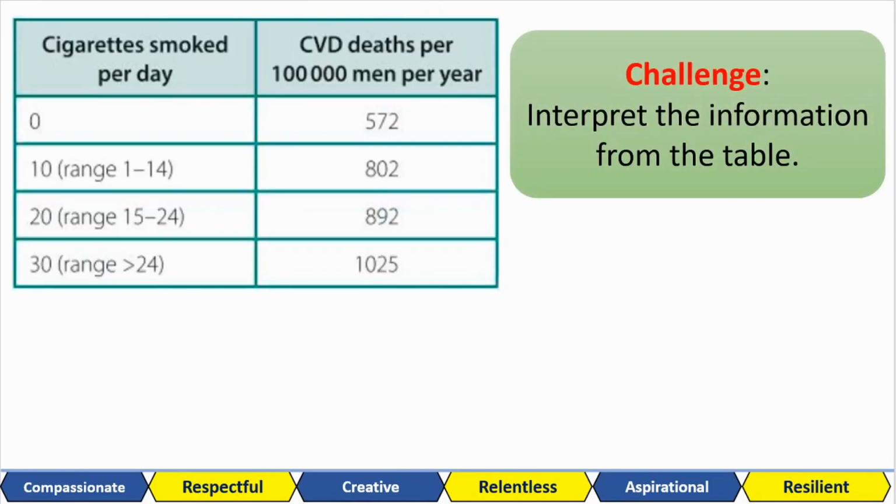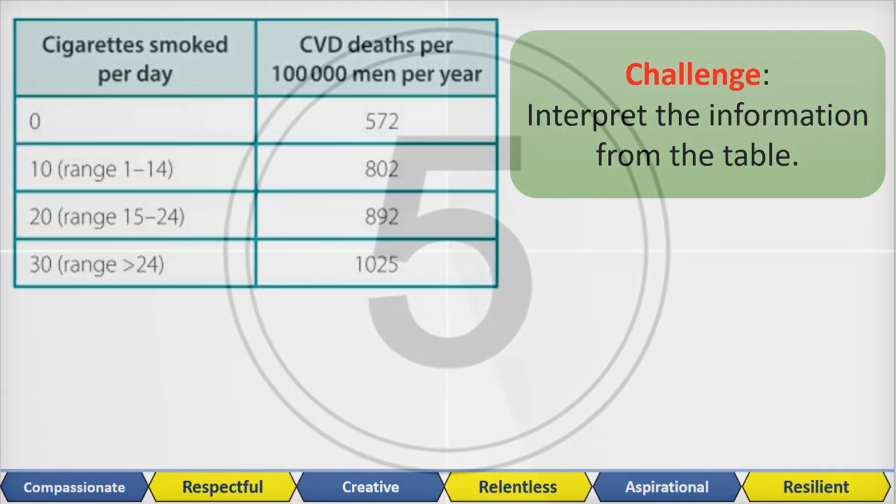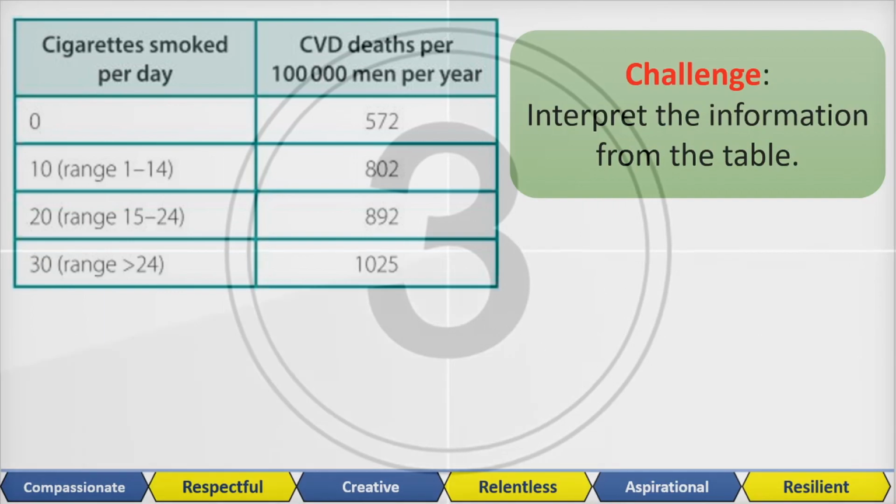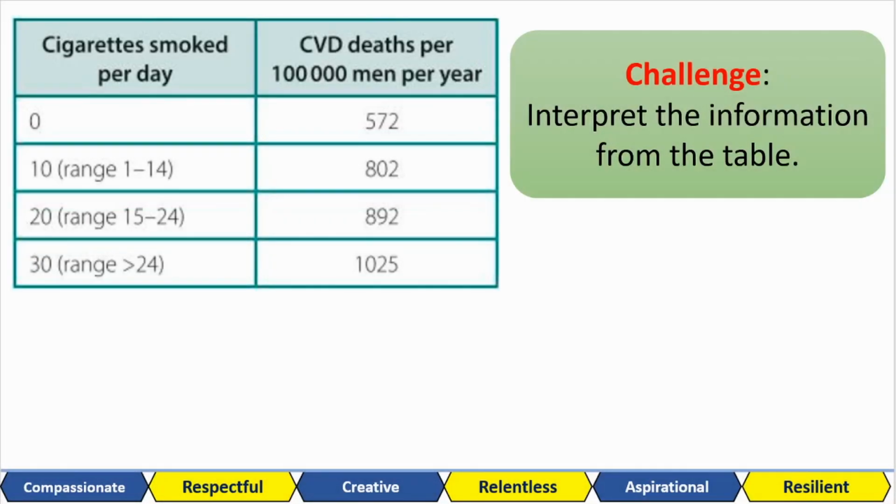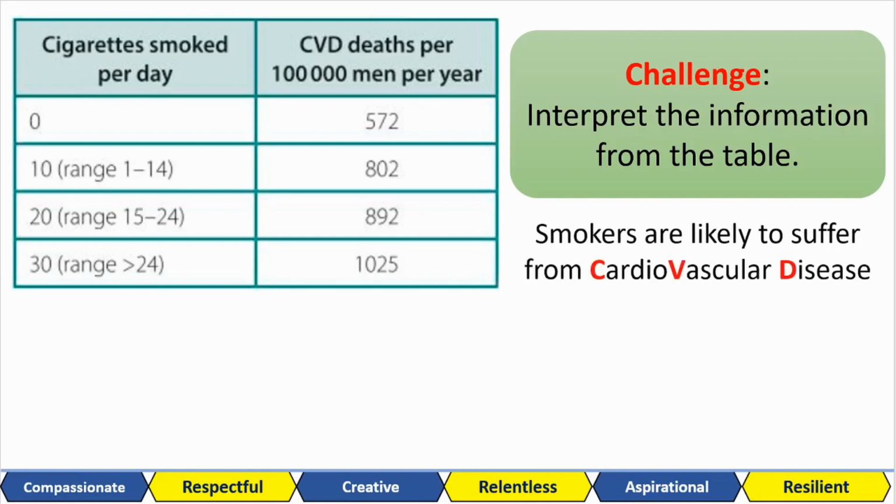This activity here is showing you some patterns that we see with the rate of cigarette smoke. So spend a few seconds just working out what this table is actually showing us. We see that the more cigarettes smoked per day, the higher the risk of developing cardiovascular disease or coronary heart disease.